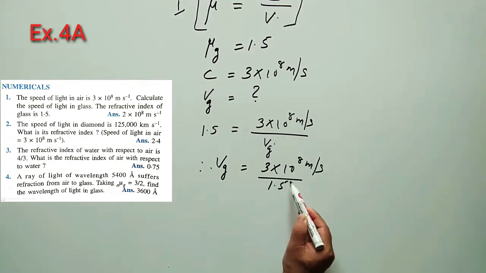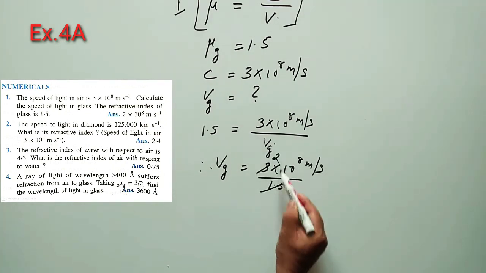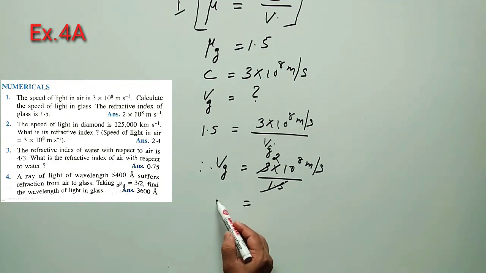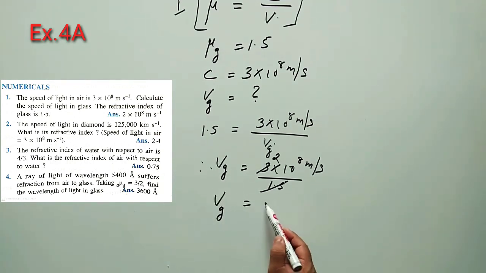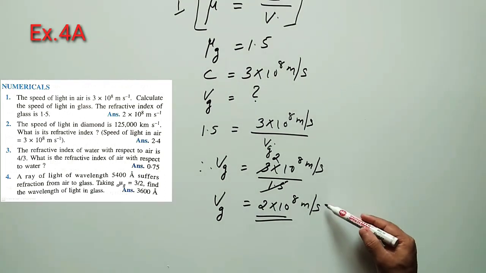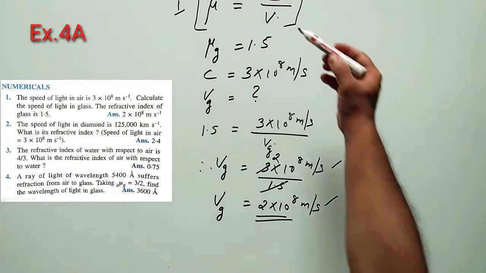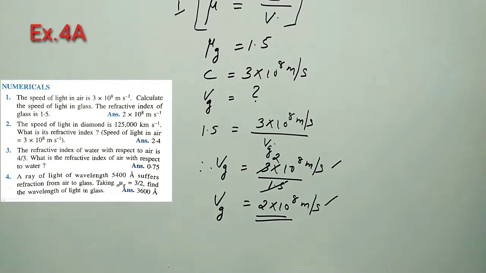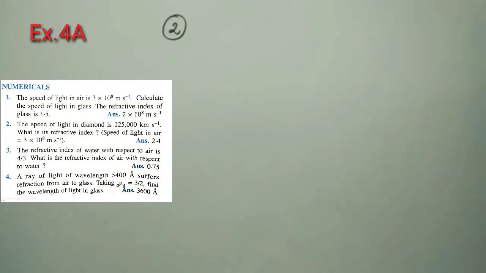Therefore Vg is equal to 3 into 10 to the power 8 meter per second divided by 1.5. So solving it, we get the speed of light in glass Vg is equal to 2 into 10 to the power 8 meter per second. I hope the steps are clear to you. Once you know the formula, you can easily solve this type of numericals. Now moving on to question number 2.